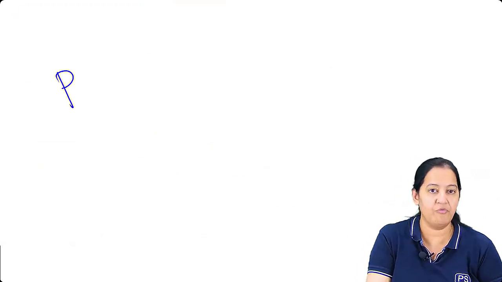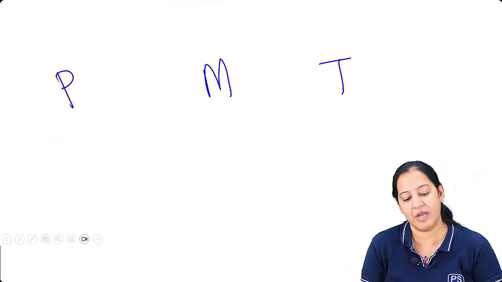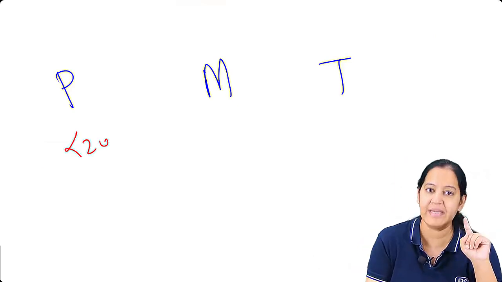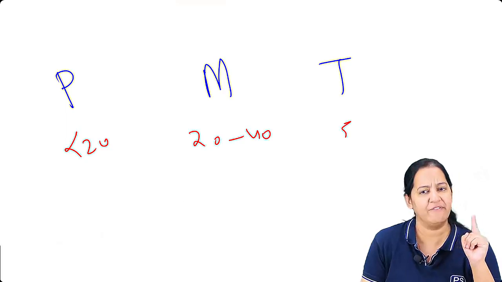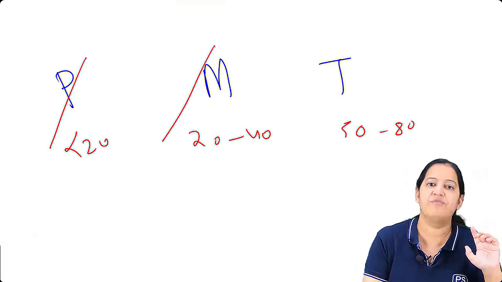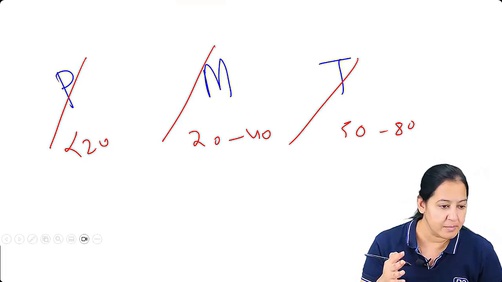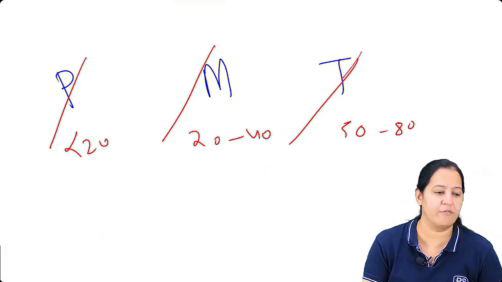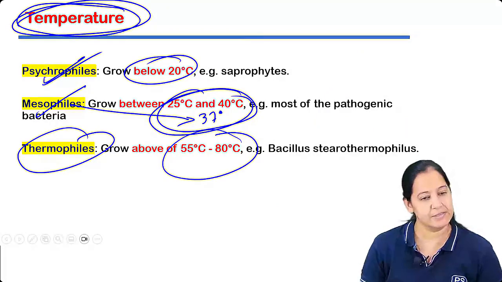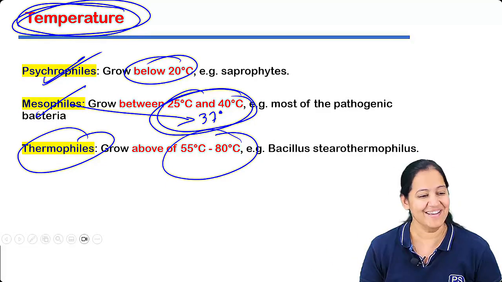So psychrophile, mesophile, thermophile: PMT. You can learn the mnemonic PMT. Psychrophile, mesophile, thermophile: less than 20, 20 to 40, and 55 to 80. These are the medically important bacteria. Anyways, PMT, you can learn anything. Pre-medical test, PMT. Okay? So can we go ahead?